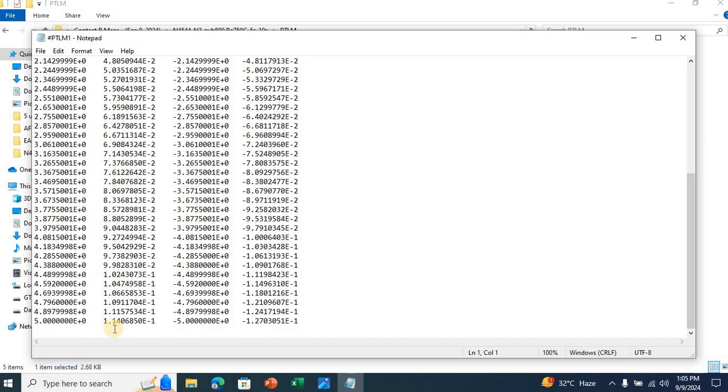So I would say 0.11 plus 0.13, that makes it 0.24. So the change in current is 0.24 and the change in voltage is 10 volts.